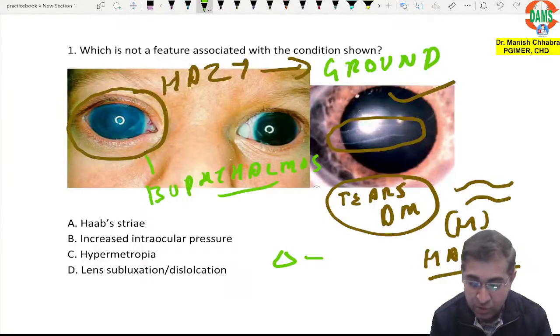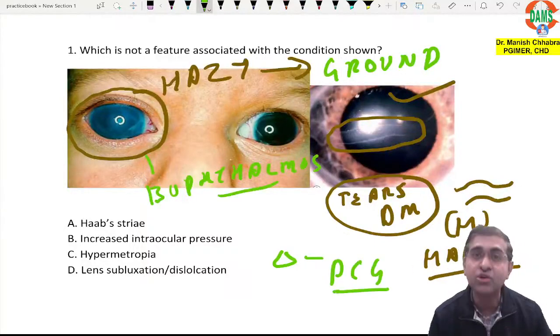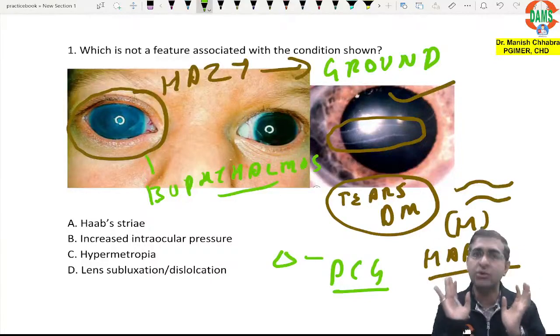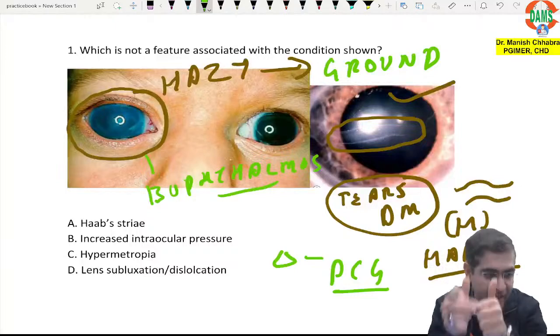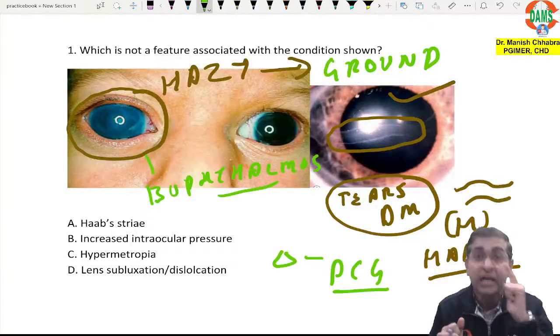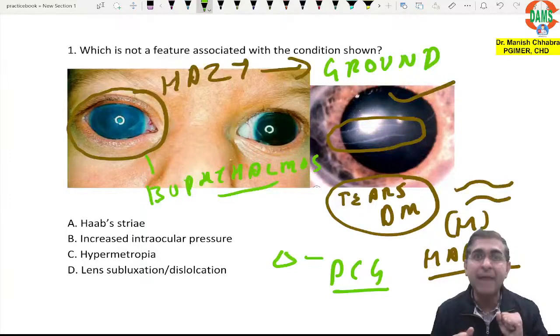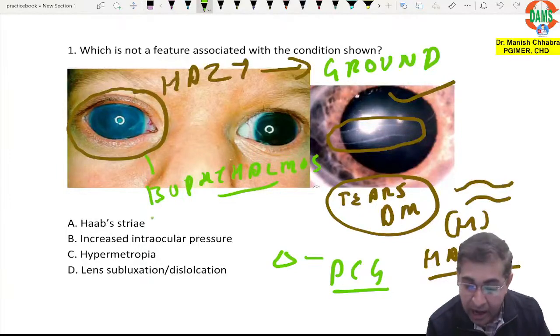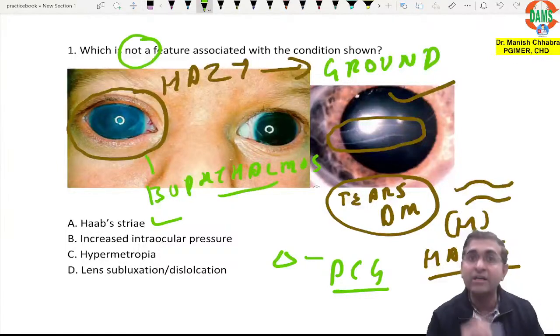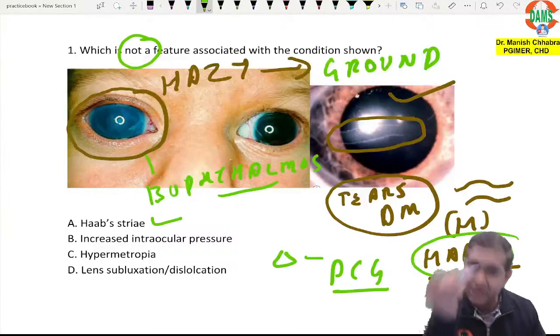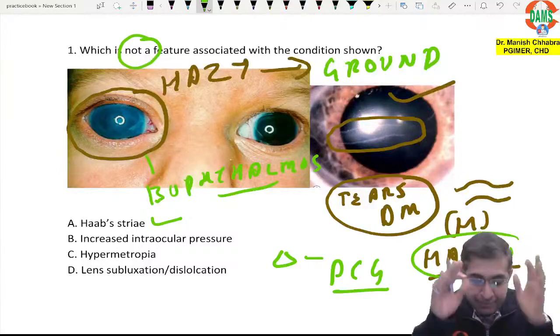Okay, now the diagnosis is primary congenital glaucoma. Now we have got to know the diagnosis, this is a case of primary congenital glaucoma. Very good, boys and girls, you are writing it correctly. Now what are the features of primary congenital glaucoma? Haab's striae, yes it is there, but they have asked which is not a feature. Haab's striae, yes, the image is already given, so you just eliminate it.